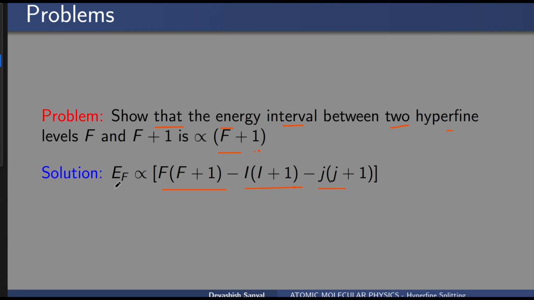So this is E_F. We can also find E_(F plus 1), by replacing F with F plus 1. Then we just have to subtract E_(F plus 1) minus E_F, and we should get the answer.